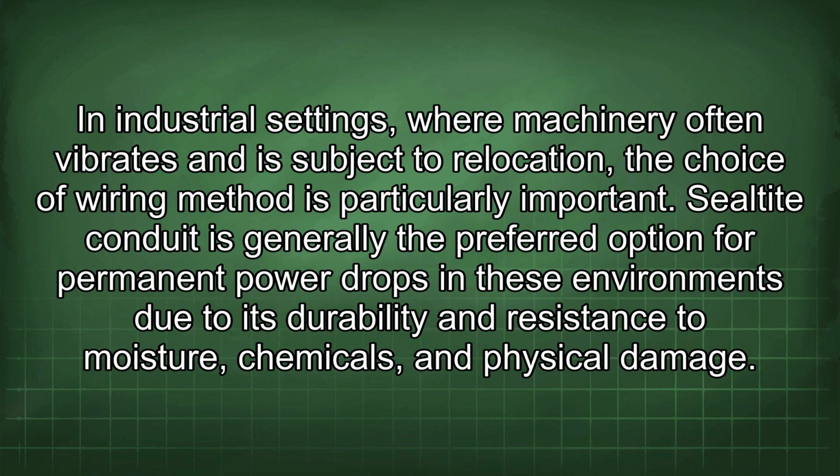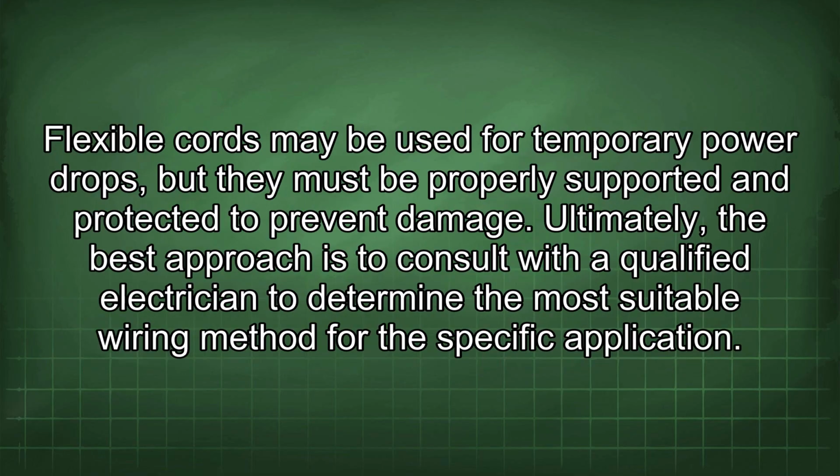In industrial settings, where machinery often vibrates and is subject to relocation, the choice of wiring method is particularly important. Sealtite conduit is generally the preferred option for permanent power drops in these environments due to its durability and resistance to moisture, chemicals, and physical damage. Flexible cords may be used for temporary power drops, but they must be properly supported and protected to prevent damage.